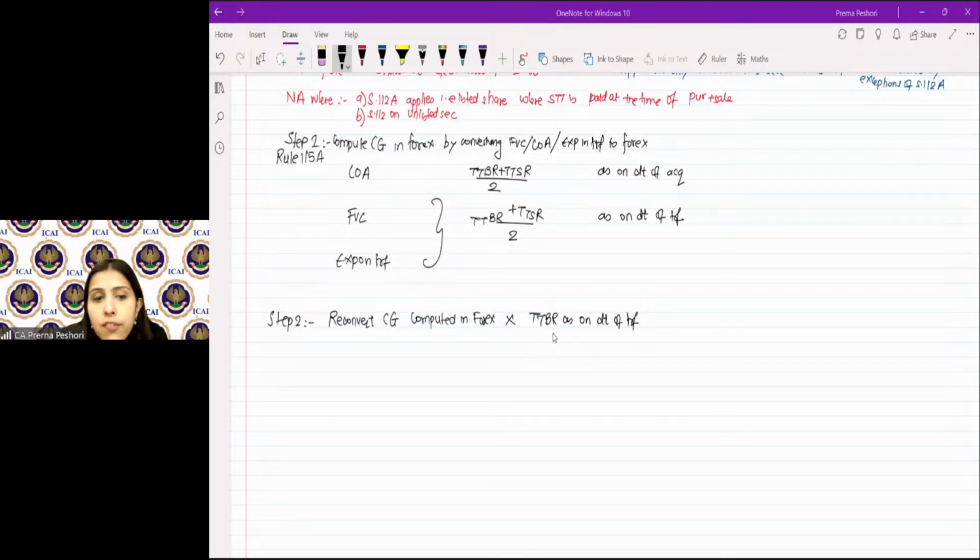Okay, so if I have to give you an example to understand how this particular rule 115A works. So let's take an example. Okay, let me give you the example.